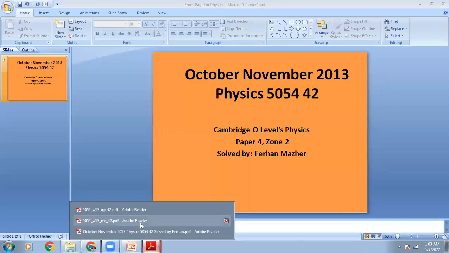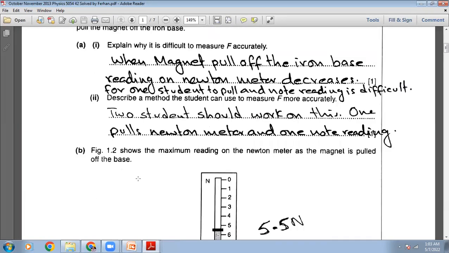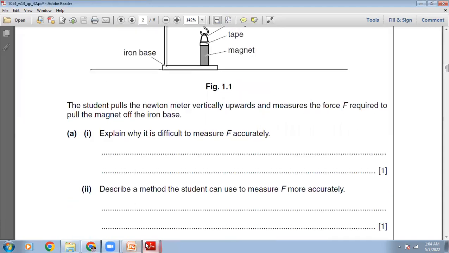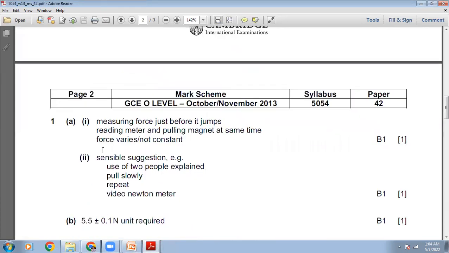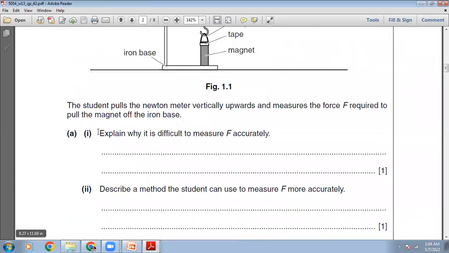Let me show you what I have written, and then we will see. When the magnet pulls off the iron base, the reading on the Newton meter decreases. For one student to pull and note the reading is difficult. So these are the two answers which I have written. Let's check what the marking scheme has to say. The marking scheme says: measure the force just before it jumps, and reading the meter and pulling the magnet at the same time, force varies, is not constant. So you can write any sentence here. Okay, so we are going to the next question.